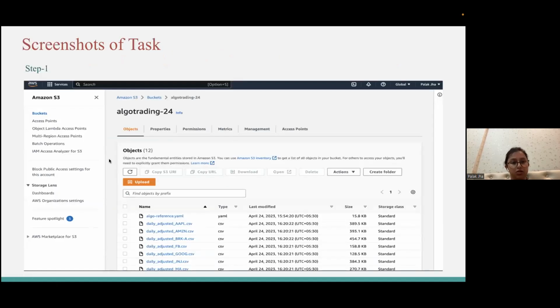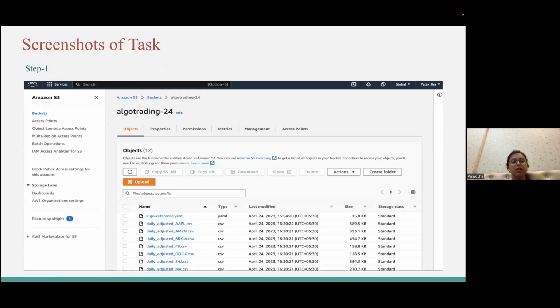So these are the screenshots of my task. Step one is to create an S3 bucket, and within that S3 bucket, we have to upload the template file, which is in the form of YAML. It contains instructions.